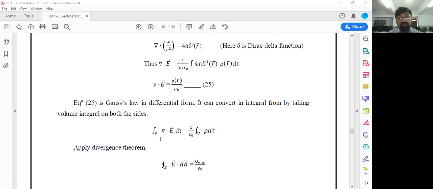So if we take the divergence of electric field E, we get Gauss's law in the differential form, and we converted it into the integral form.